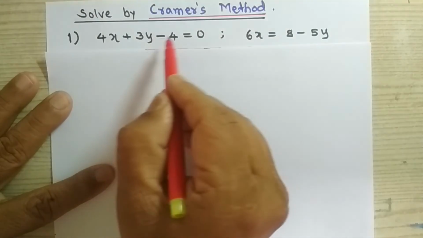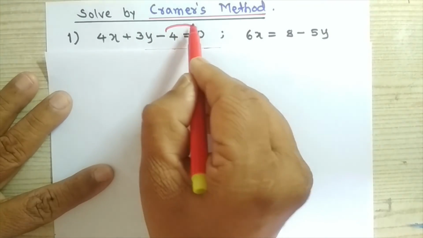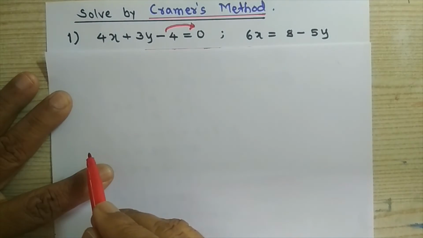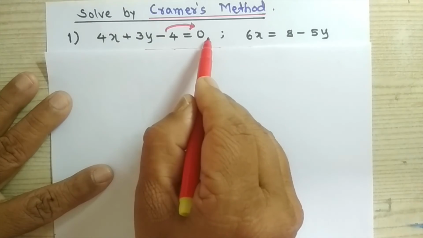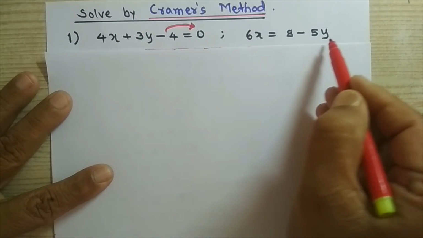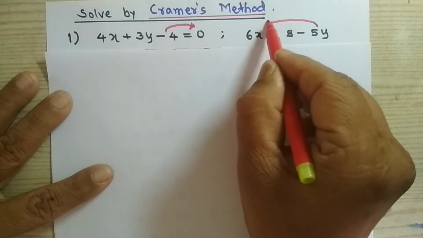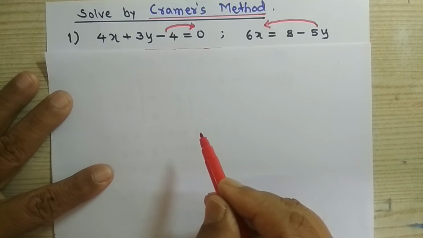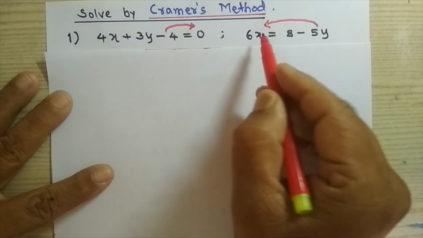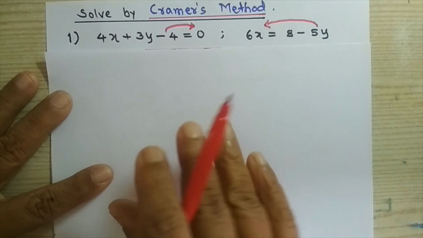In this case, in 4x plus 3y minus 4, this constant term we have to take to the right side of the equality. Then it becomes plus 4, so 4x plus 3y is equal to 4. And in the second equation, 5y is on the right side of the equality, so we have to take it to the left side, so that the variables come to one side of the equality. This equation will be 6x plus 5y is equal to 8.